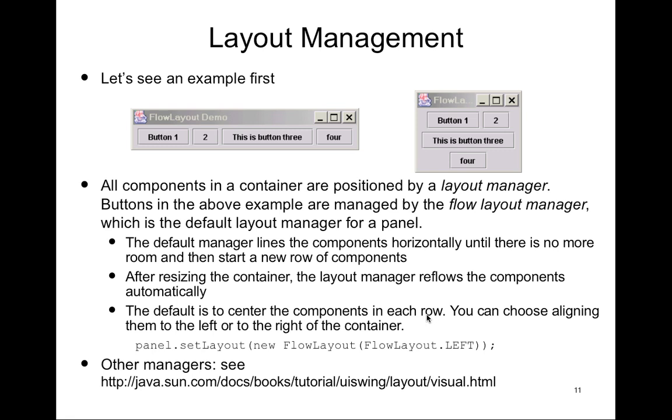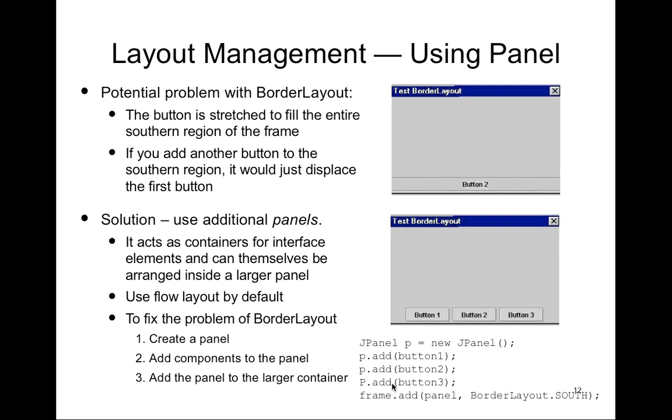You can also choose to align them to the left or to the right by going panel.setLayout with a new FlowLayout, where you say .LEFT, which is saying left align everything, or right align everything. There's other ones. You can use this tutorial here, or the Deitel and Deitel book is really nice for figuring out which layouts. There's maybe three or four of them. I use relative layouts for everything because it's just easier. I don't want things to word wrap and flow. I want this to be over here, this to be over here, this to be here.